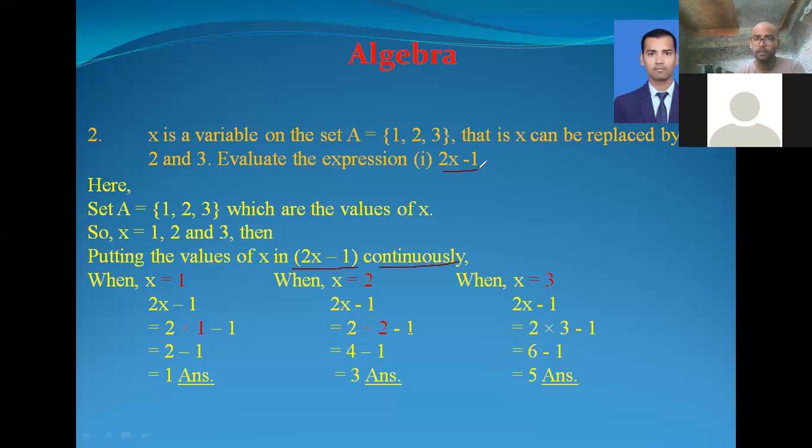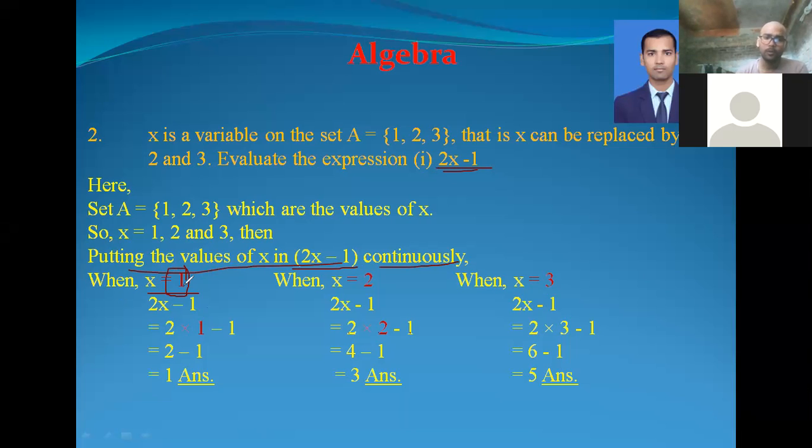This is the expression on which we need to replace the value of x, 1 to 3, to find the values of the expression. So here we are going to put the values of x in the expression 2x minus 1 continuously. When x is equal to 1, I have written the values of x in red color for easy identification.